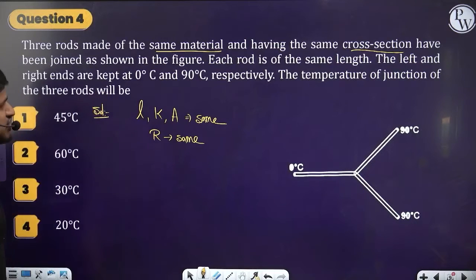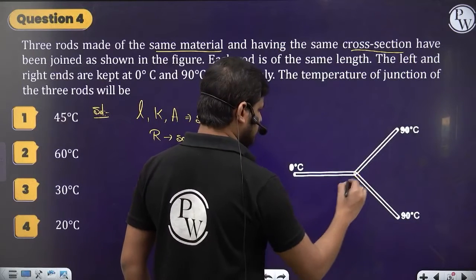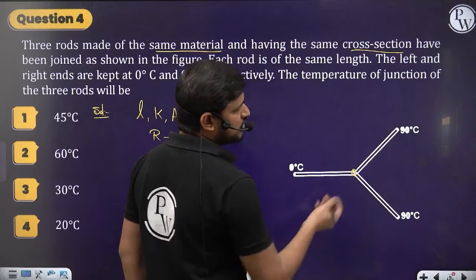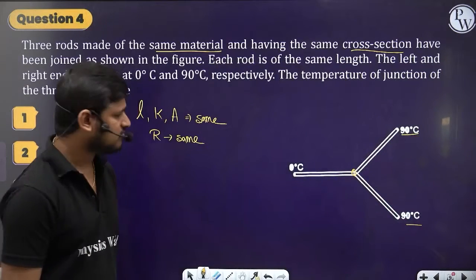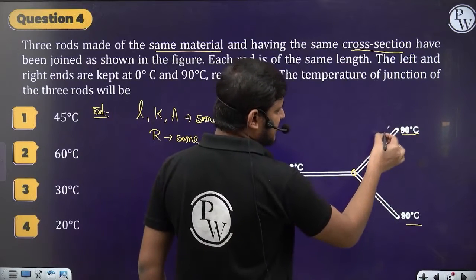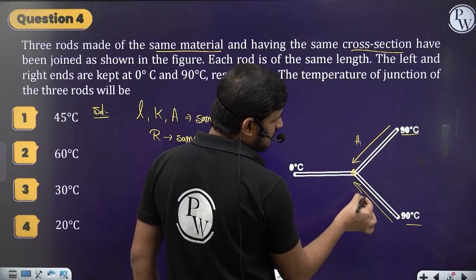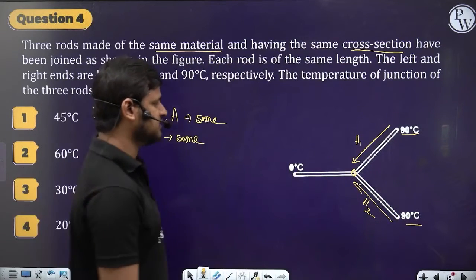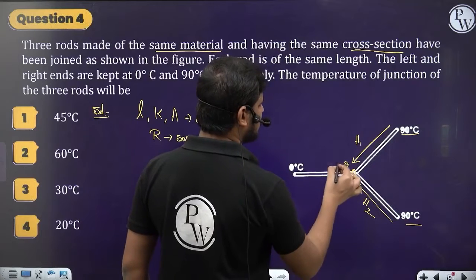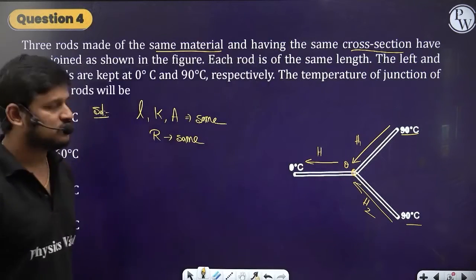So the temperature of the junction, here we have to find this junction temperature. The simple concept: this is at 90 degrees centigrade, and this is 0. That means the heat current H1 comes from here, let's suppose, and the heat current H2 comes from this side, higher temperature to lower temperature. Let the junction temperature be theta. Then these two combine and will be equal to H.